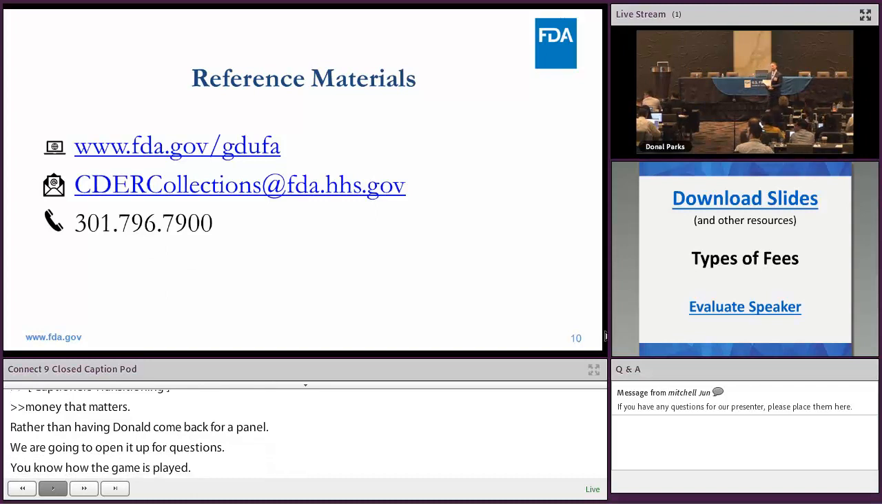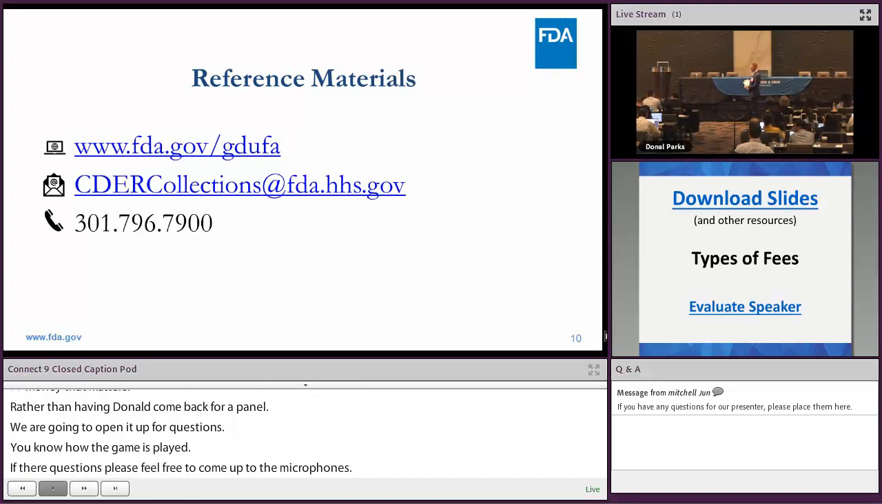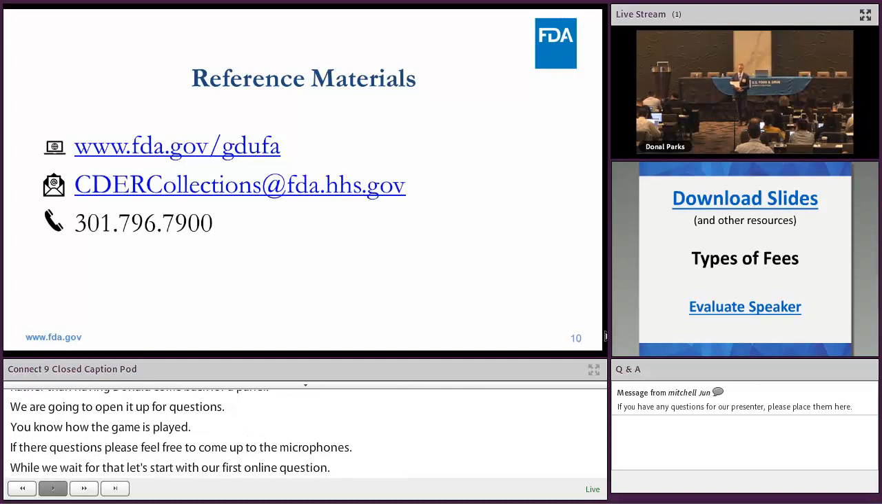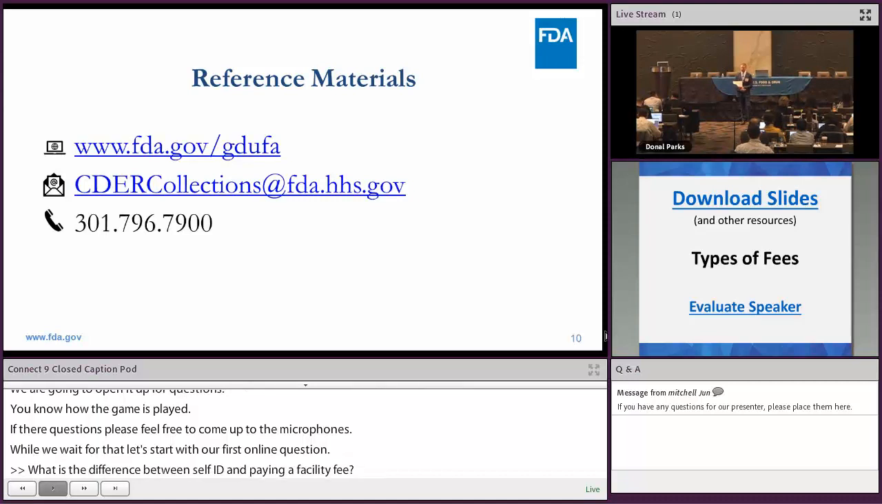What is the difference between self-ID and paying of the facility fee? If you self-ID, do you have to pay? So we get this question a lot.